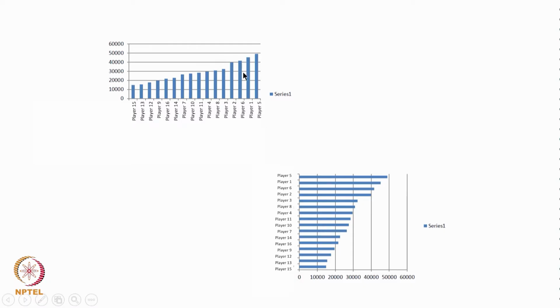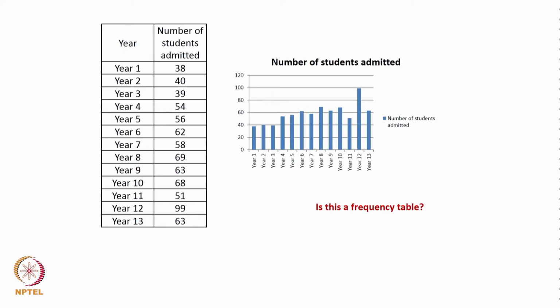In a Pareto chart, the bars are arranged in a manner that the one with the largest frequency comes first and progressively it reduces to the smallest frequency. So, both these are bar charts, at the same time both these are also Pareto charts. Now, let us look at another set of data to understand the bar charts.